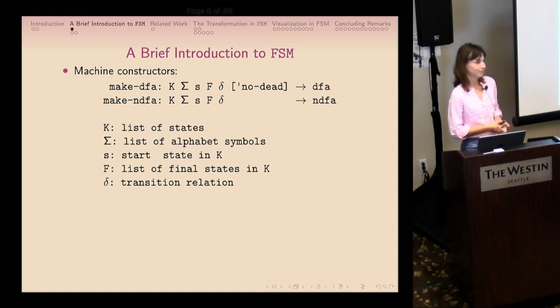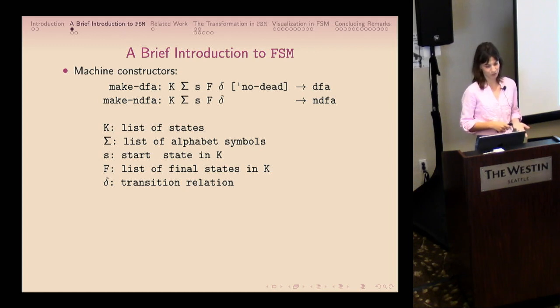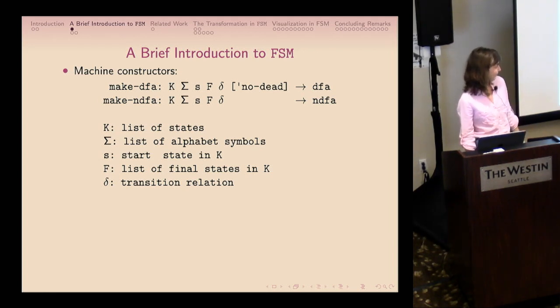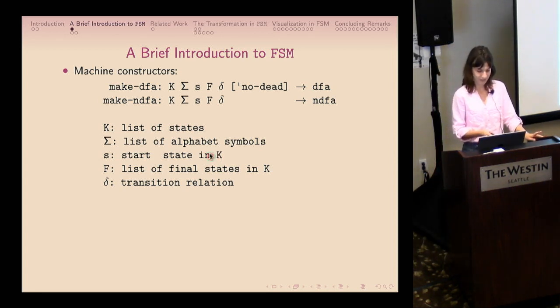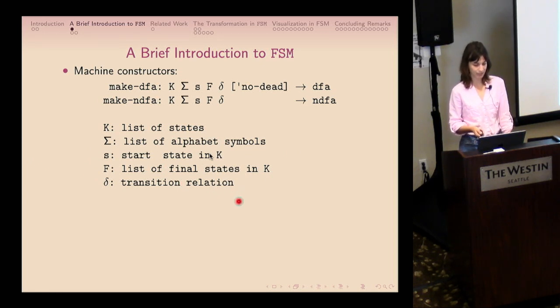Before I start, I know Olivia already gave you an introduction to FSM, but I feel obligated to refresh your memory. FSM is a domain-specific language embedded in Racket that students use to design state machines. For today's presentation, the relevant machine constructors are going to be make-dfa and make-ndfa. Both of these constructors have K, which is the states of the machine. Sigma is the alphabet. S is the starting state in K. F is a list of final states in K. And finally, delta is a transition relation, which in the case of a DFA has to be a function.